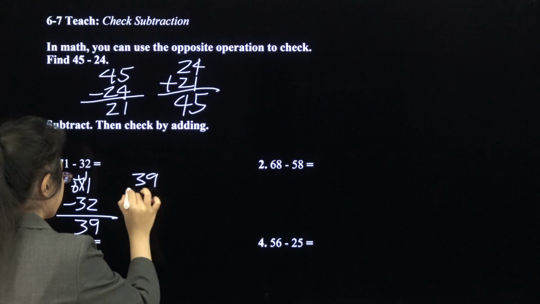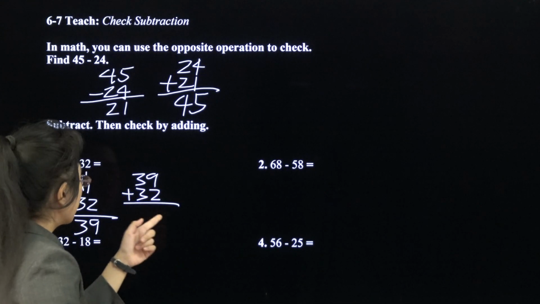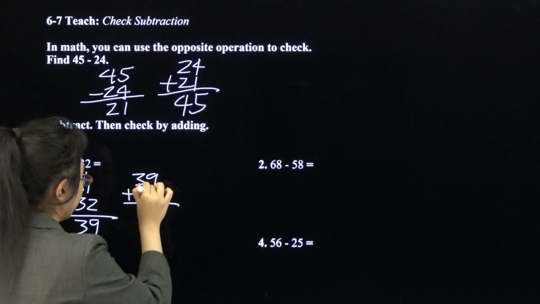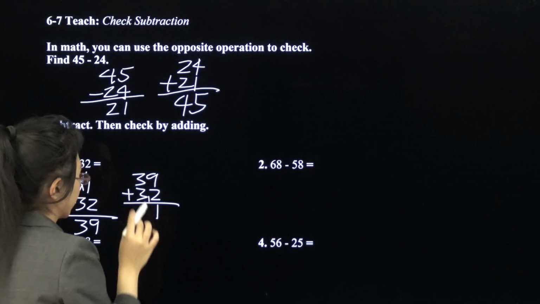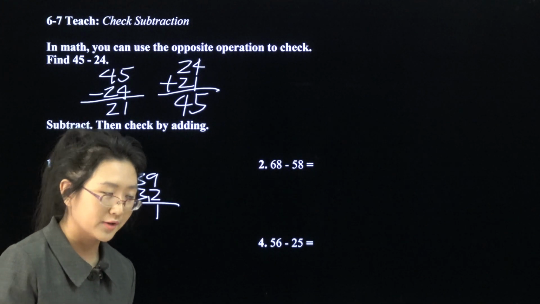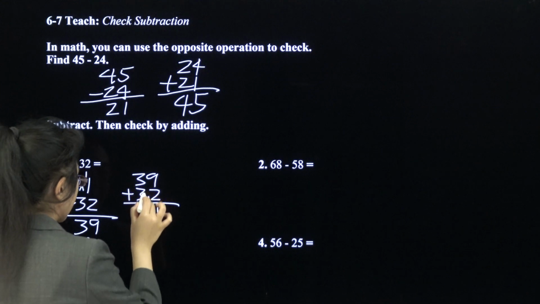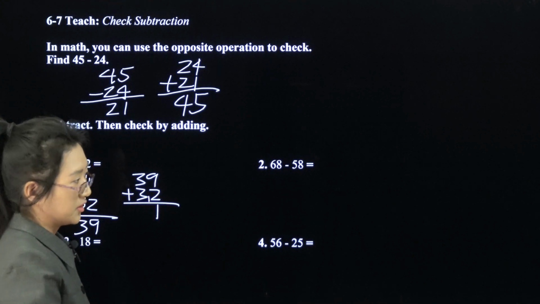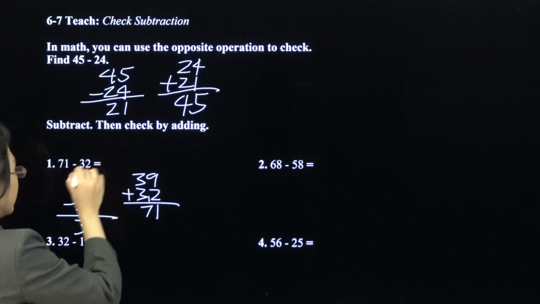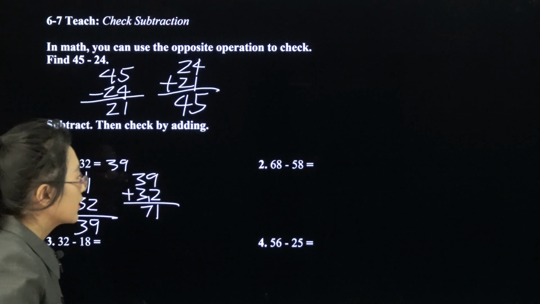So 39 plus 32, if we are right, then this should equal 71. 9 plus 2, 11, we regroup because 11 is 10 or bigger. 3 plus 1, that's 4, plus 6 is 7... 71. Our answer is correct. So 71 minus 32 is equal to 39.